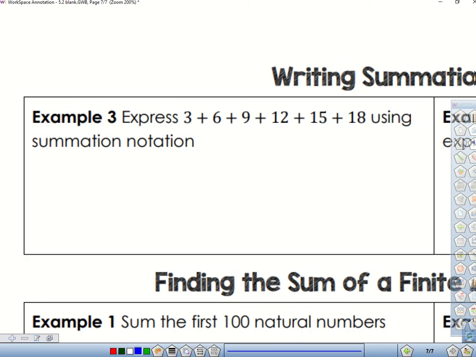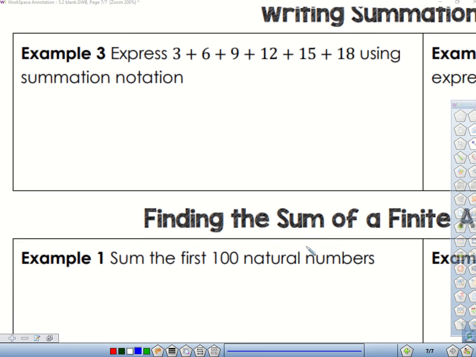All right. So this question says express 3 plus 6 plus 9 plus 12 plus 15 plus 18 using summation notation. So just like with a sequence, the first thing you always want to identify is your first term and your d value. So what would be my first term in this series? Good. So my first term, a1, is 3. And then you also want to find your d value, your common difference. So what's my common difference here? Good, we're adding 3 each time, so a positive 3.